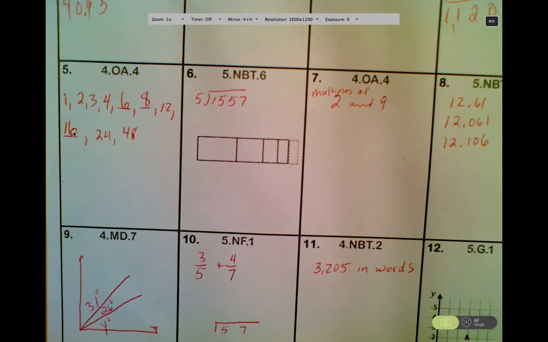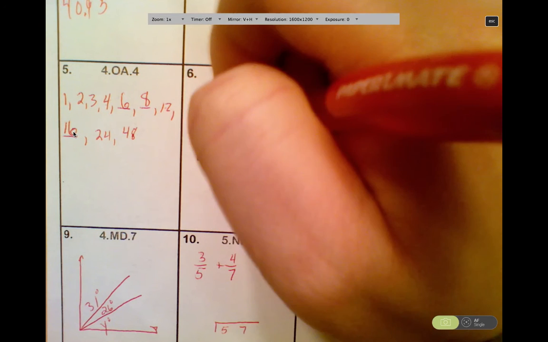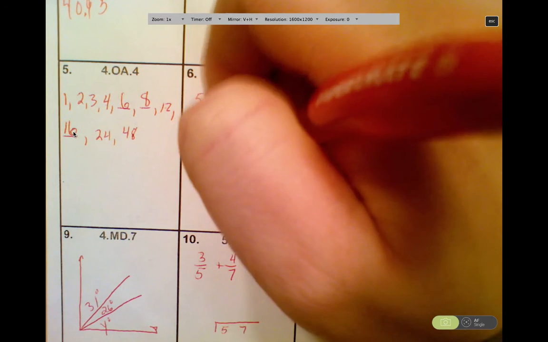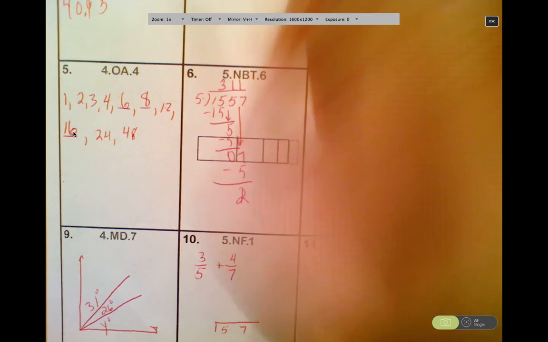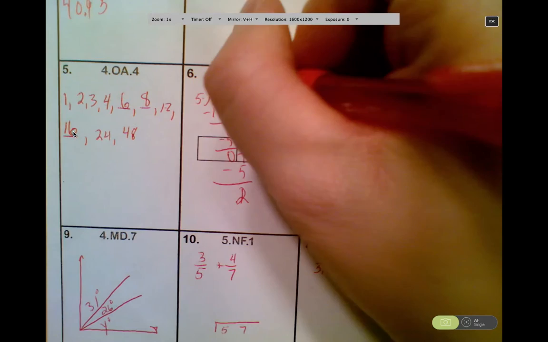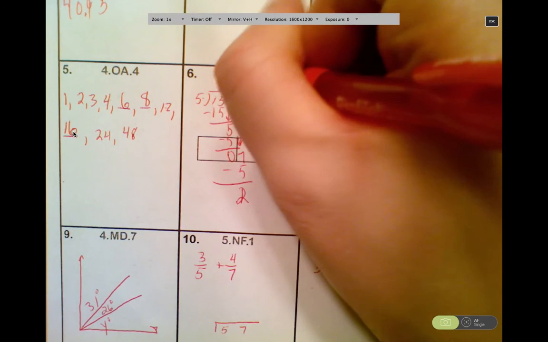Number 6, we're just going to divide these normally. If you'd like to use a place value model, have at it, but we're just going to divide this normally. It's 15, subtract, bring down. That goes in 1 time, subtract, bring down. 5 into 7 goes 1 time. Multiply, subtract, and you should have 311 remainder 2.